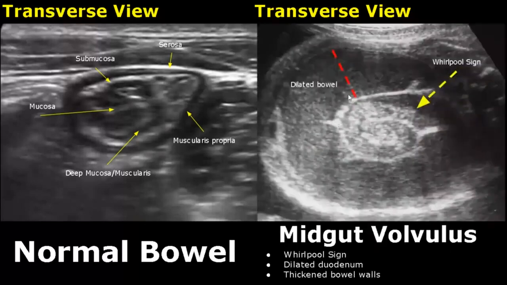Midgut volvulus occurs from malrotation of the bowel. It can cause obstruction and ischemia. A whirlpool sign can be seen with dilated duodenum and thickened bowel walls.